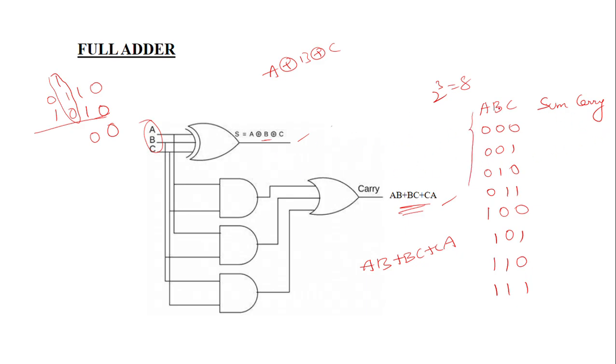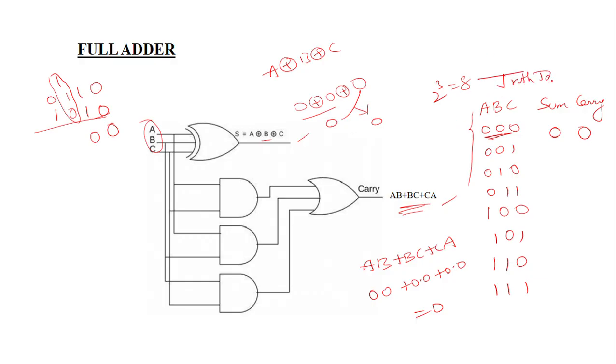For simplification, I just use one combination first. 0 XOR 0 XOR 0. 0 XOR 0 is nothing but 0. Again 0 XOR 0 is nothing but 0. So sum is 0. And the carry: 0 AND 0 plus 0 AND 0 plus 0 AND 0, so finally we get 0. So carry is equal to 0. Like that we can substitute every combination in this formula, so you simply get the sum and carry. That is how you get the truth table. If you have any doubts, you can comment.